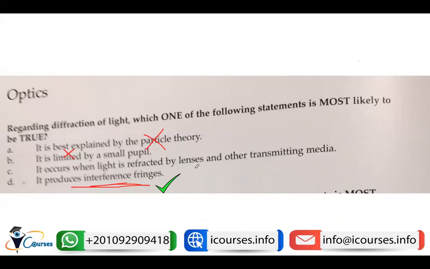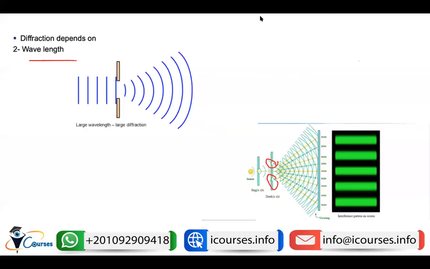Again, there is no refraction in the case of diffraction, and it just produces interference fringes. As you can see in this illustration, constructive and destructive interference occur when the emergent light from both apertures meet each other, forming this interference pattern. So please read the question very carefully, because it needs only a single word to make the option wrong.